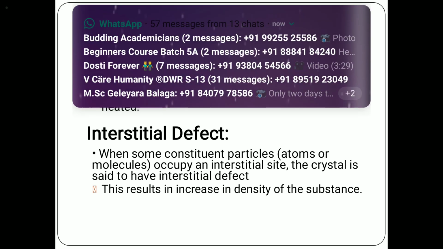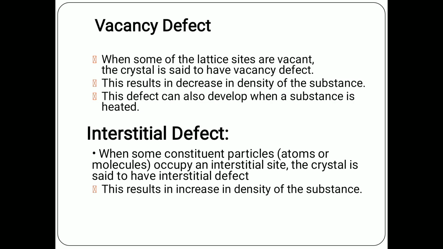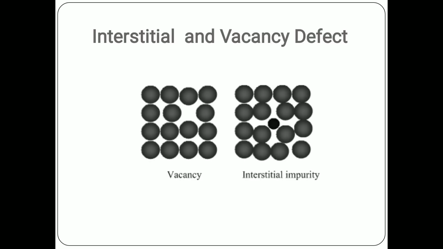So density is equal to mass divided by volume. Because the denominator is decreasing, that's why the overall density is increasing. So let's have a look. In this particular diagram where I'm marking it off, there is a loss of constituent particle, therefore we call it a vacancy defect, and in the other part we have the particle which has occupied the void, and we call it an interstitial defect or interstitial impurity present.